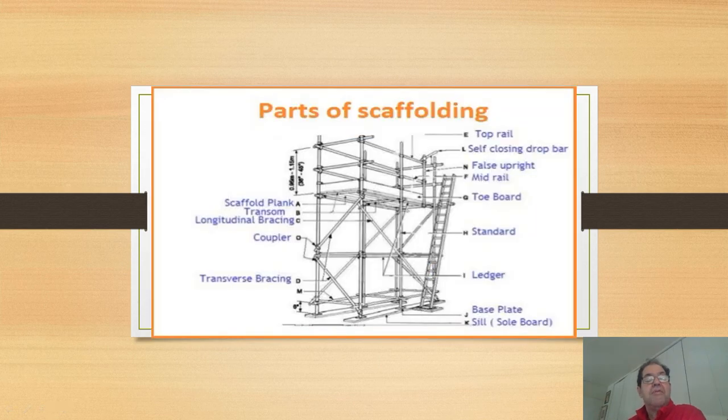Now this is the part of the scaffolding, now assembled. As you can see, we have the railing, we have the standard stair, we have the base plate over here, and we have the bracing. Normally there are two bracing for every section of the scaffolding. We have the longitudinal bracing, we have the coupler, and we have the scaffold plank.